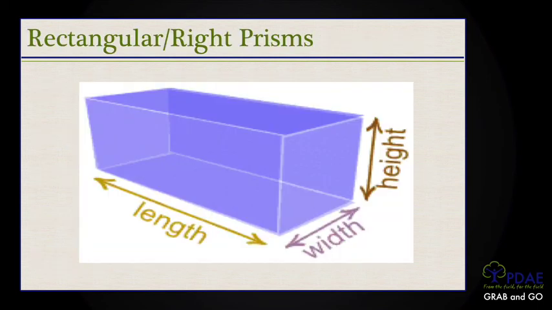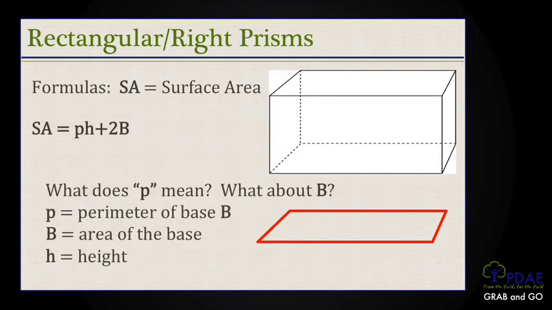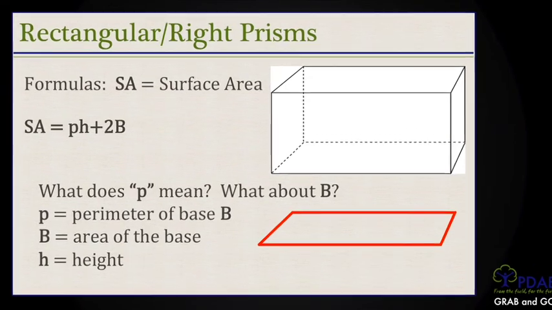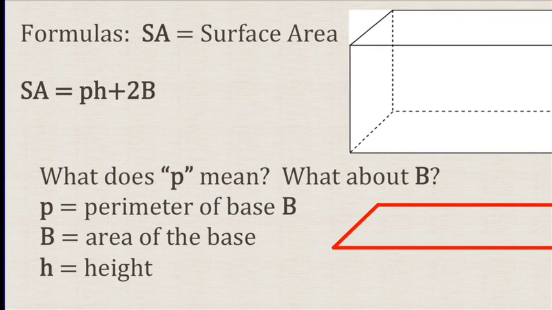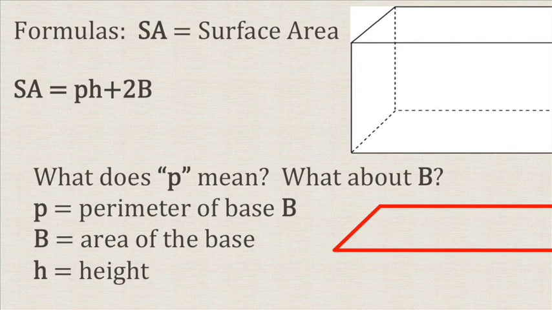A rectangular right prism has three measurements that we use: length, width, and height. Here's the official formula. SA equals PH plus 2B. What does P mean? What about B? Let's talk about those so we can use them in the formula. P is the perimeter of the base. Big B is the area of the base. And H is the height.